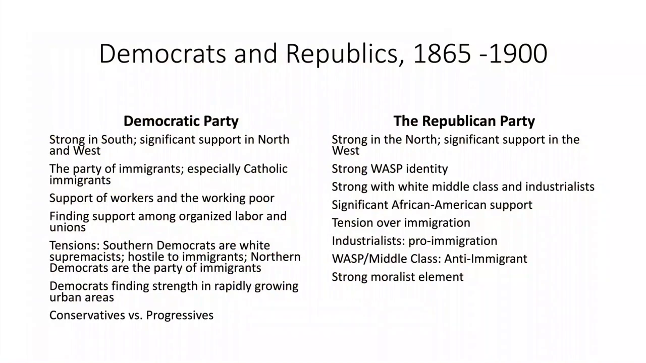So then as now, we were largely a two-party system. There were other political parties. We'll actually address one of them at the end of this lecture. But by and large, we were a two-party system from 1865 forward. And the parties are the same parties that we have today. We have the Democratic Party and the Republican Party.